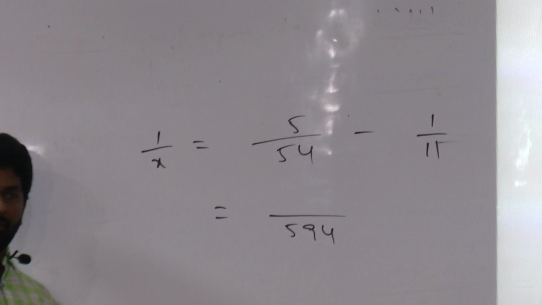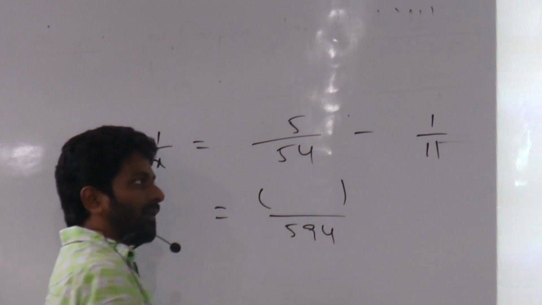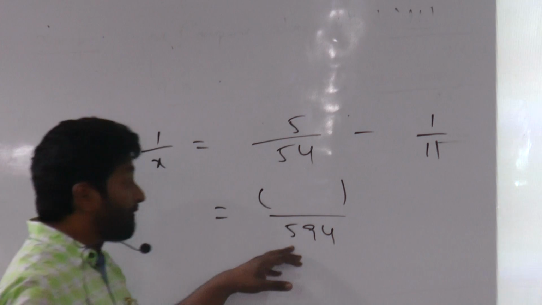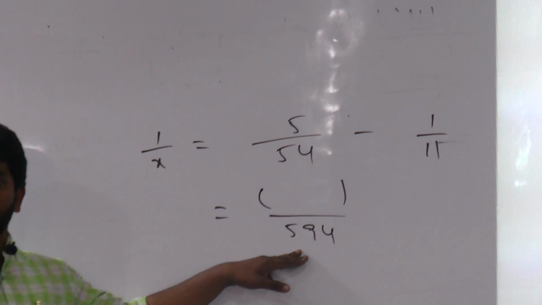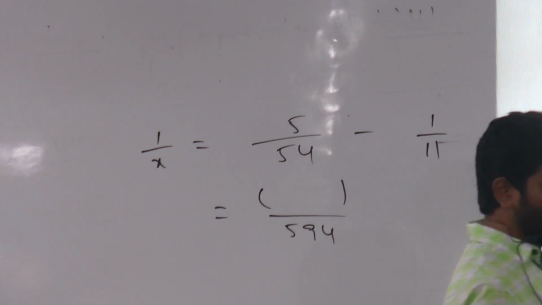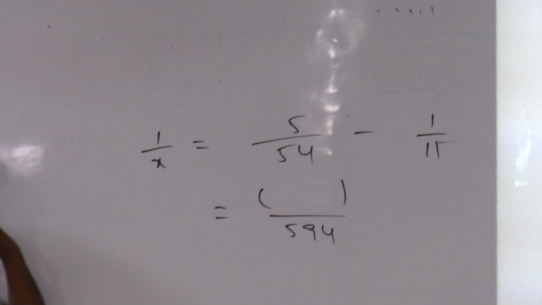Done. Why are you wasting your time? You are worried about your numerator part, right? In that case, you will have either 594 or factors of 594. You don't have any factors of 594. All are nearby 594 only. No factors for 594, so I don't want to calculate the numerator also. Next.